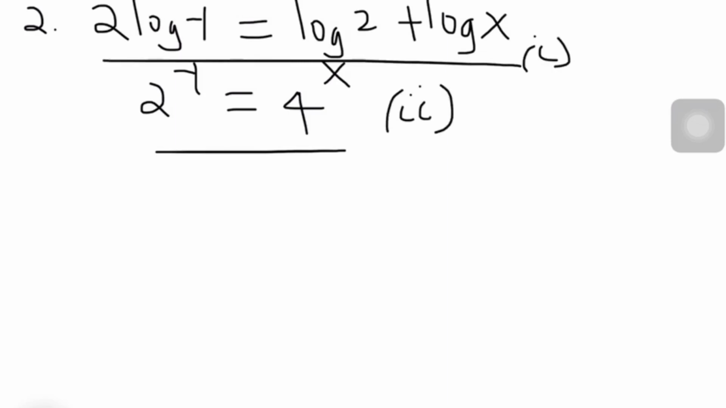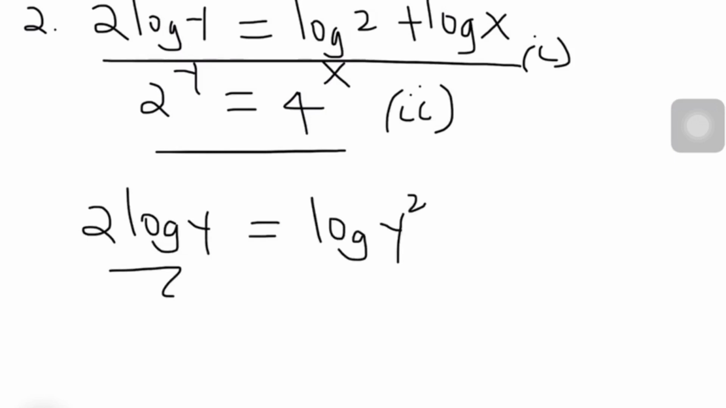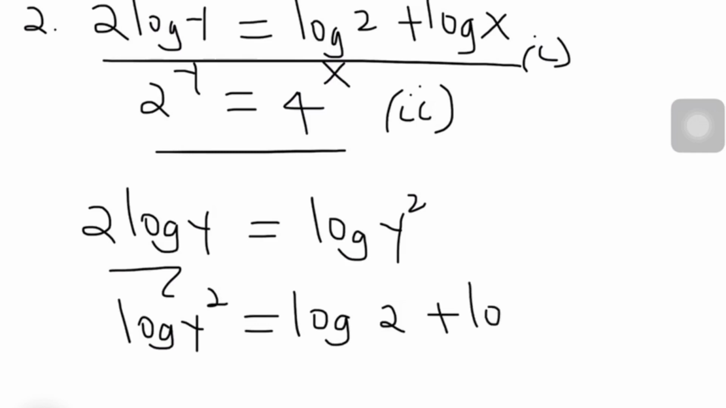And therefore, from the first one, let's first deal with the first one, bearing in mind the rules that we learned on logarithms. For the first term, this one is the same as log y squared, and the other one is fine. So we are going to have log y squared is equal to log 2 plus log x. Are we together up to there?